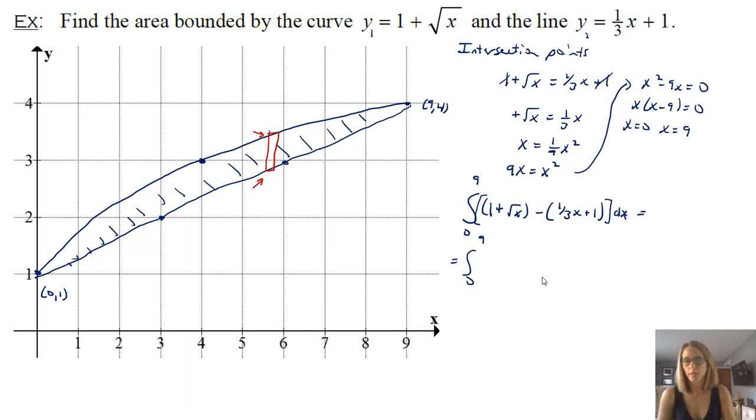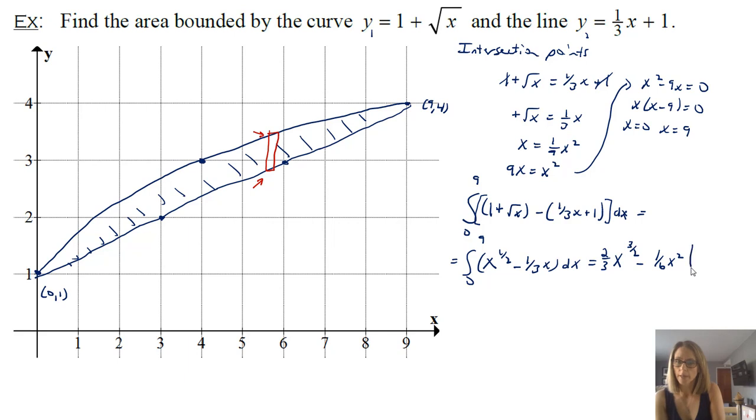Okay, so now we can see that the ones are going to simplify. We'll have the square root of x, or x to the 1/2, minus 1/3 x. And that is still dx. I have not taken my antiderivative. Now I'll take my antiderivative, so we'll have x to the 3/2 times 2/3 minus 1/6 x squared. So I'm adding 1 to that exponent, dividing by 2, and that is from 0 to 9.